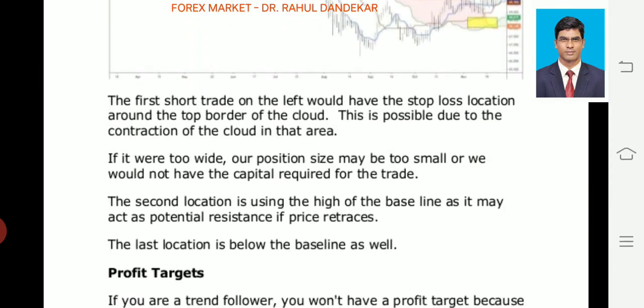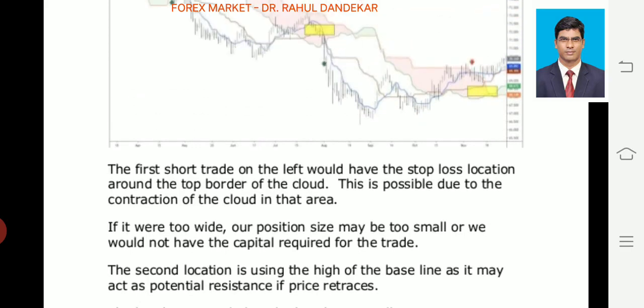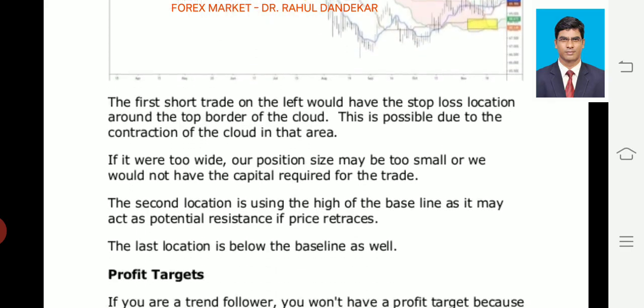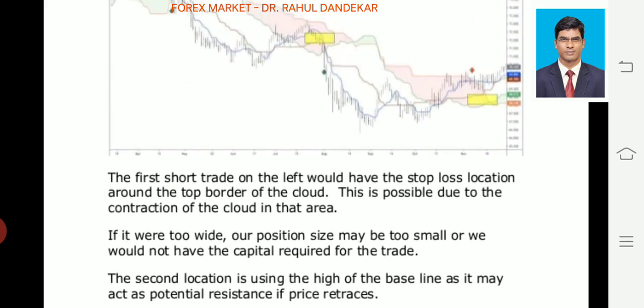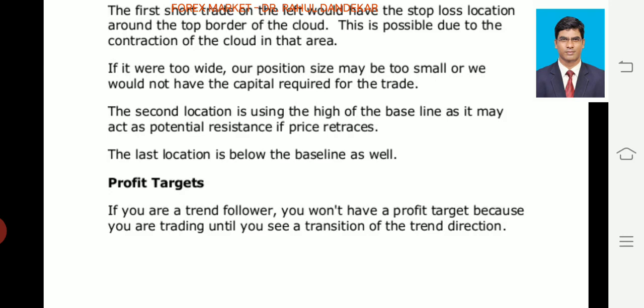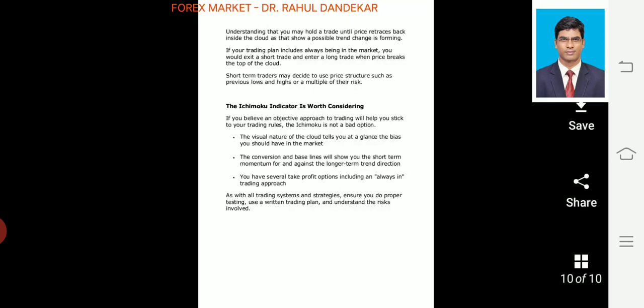The second location is using the high of the baseline as it may act as a potential resistance if price retraces. The last location is below the baseline as well. Profit targets. If you are a trend follower, you won't have a profit target because you are trading until you see a transition of the trend direction.